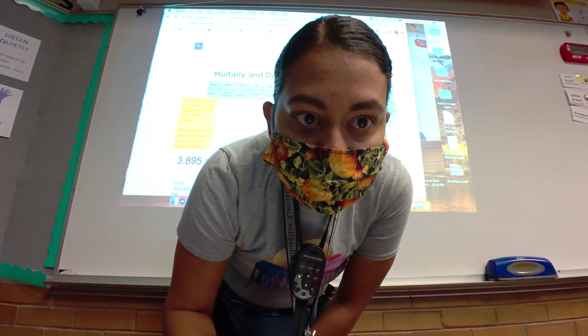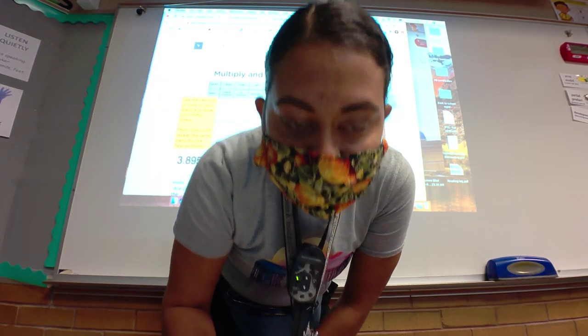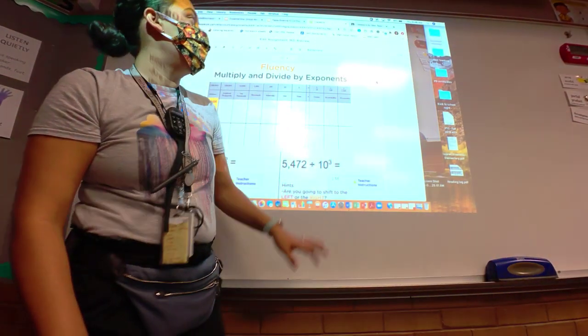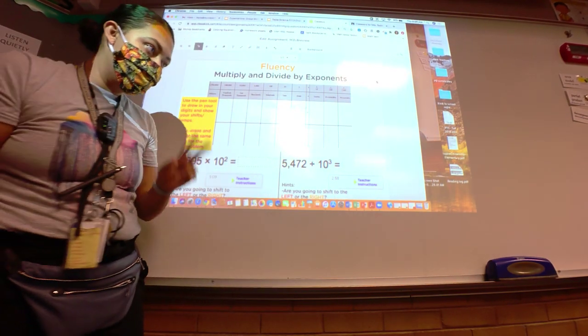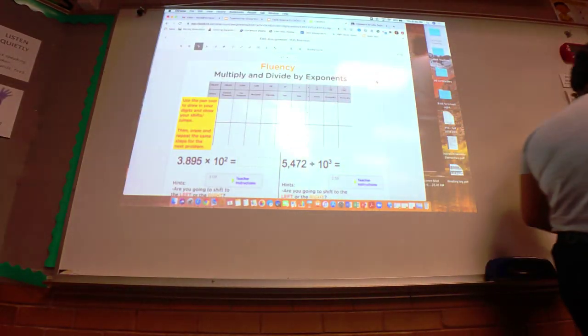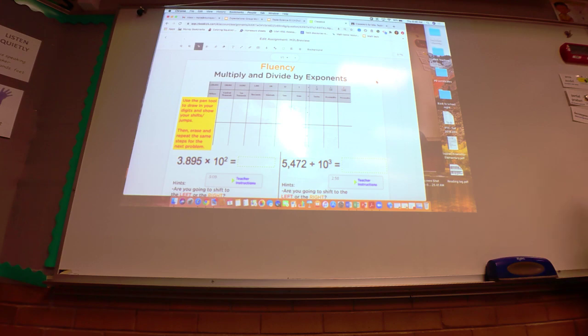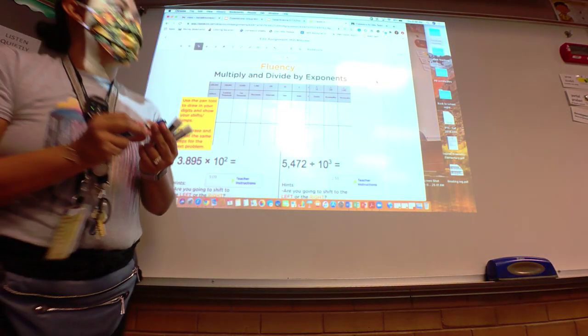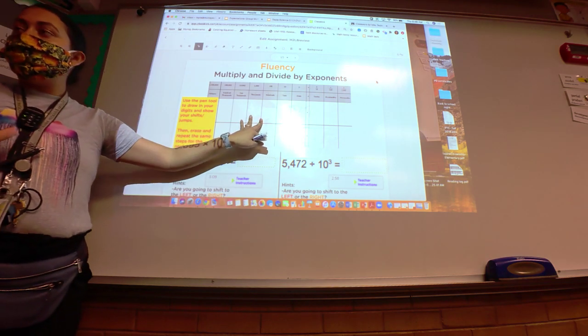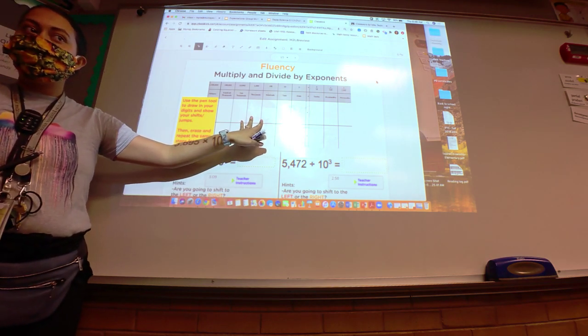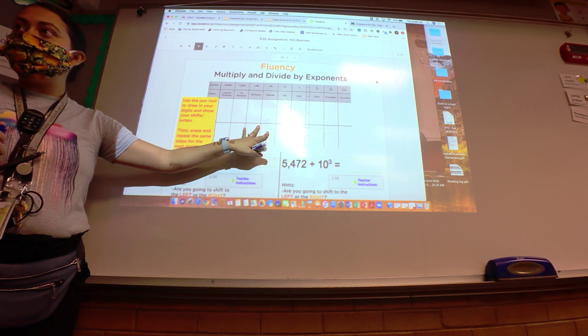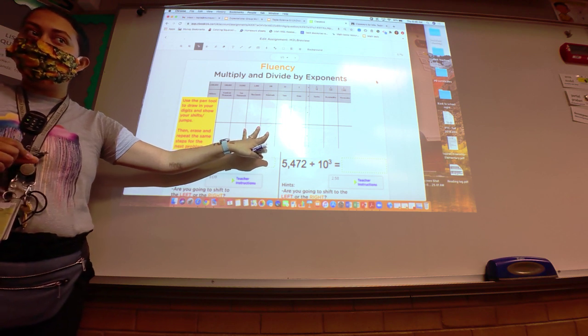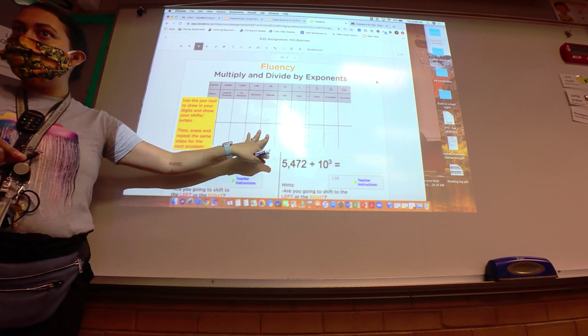Okay, we are starting on our math fluency assignment today. So on the class kick, our first 2 pages are fluency problems. Our first page is multiply and divide by exponents. So I plugged in a place value chart on here. You also have your plastic place value chart that you can use and your dry erase marker.